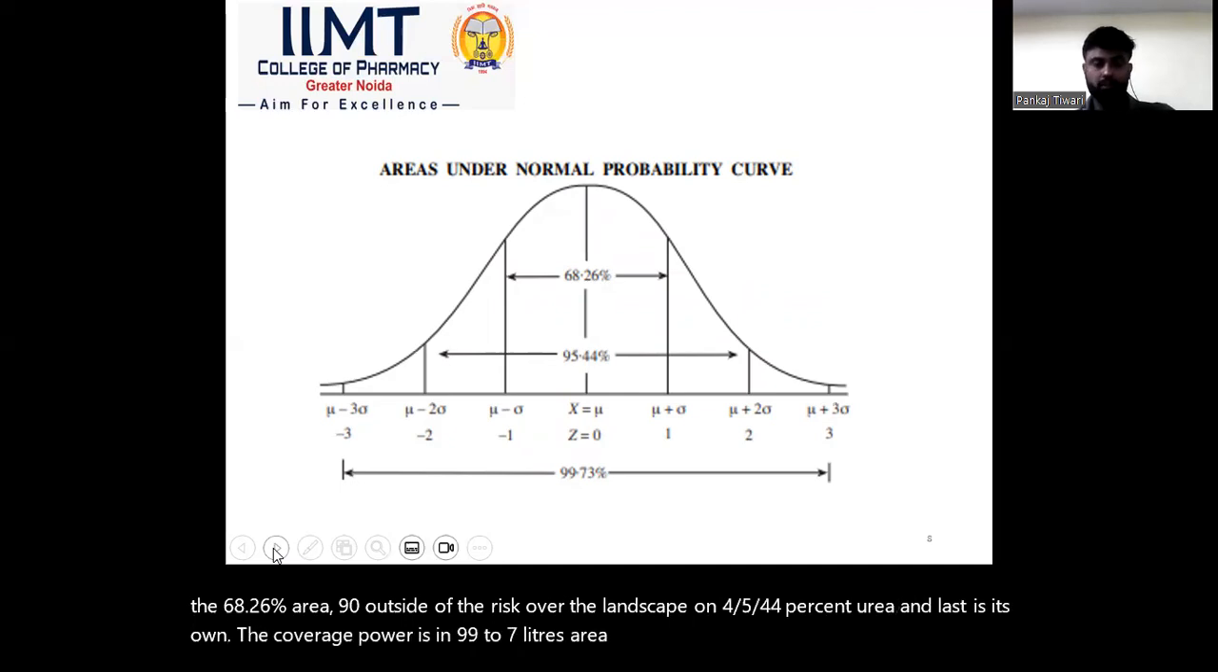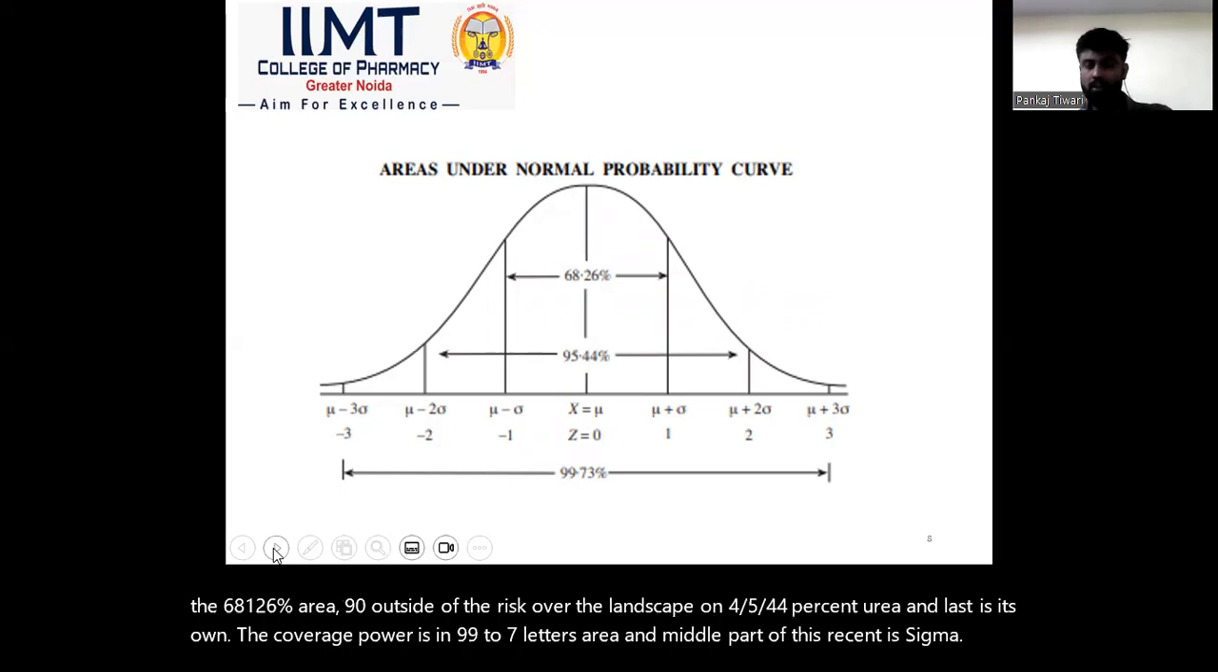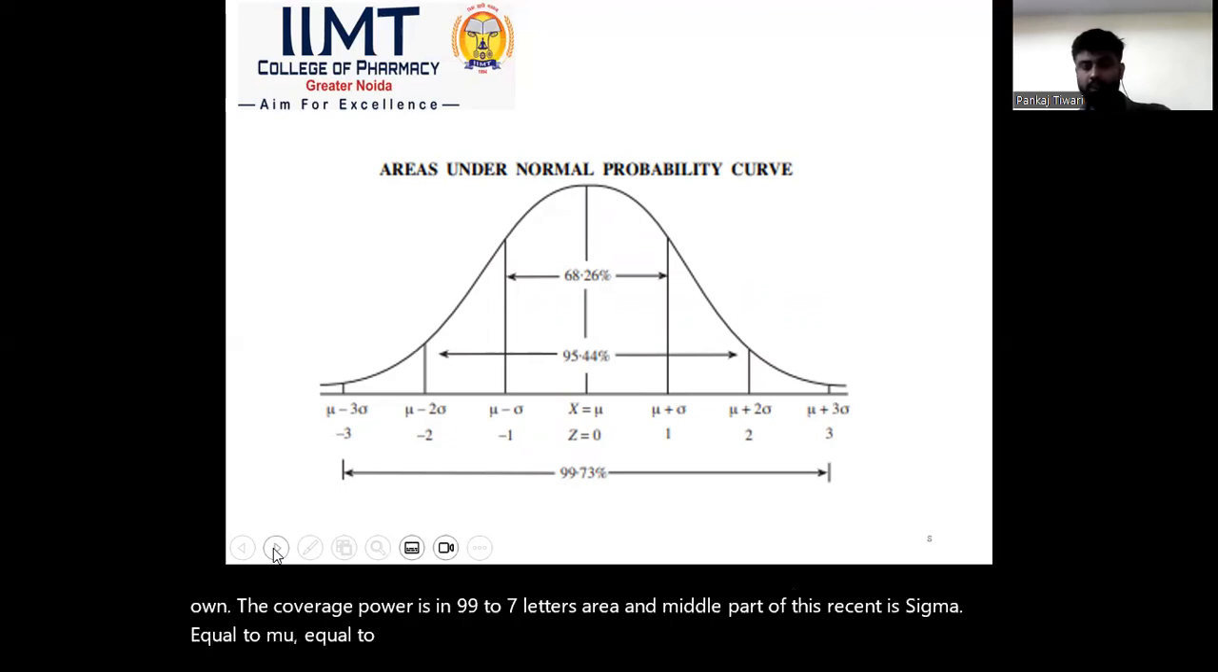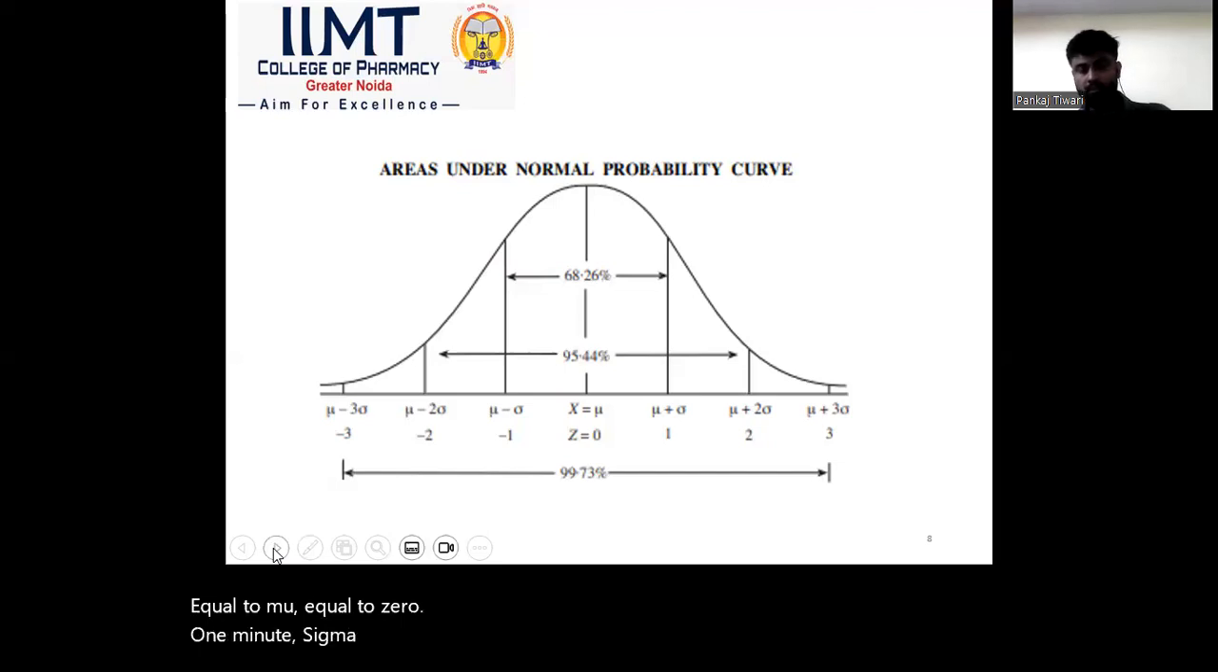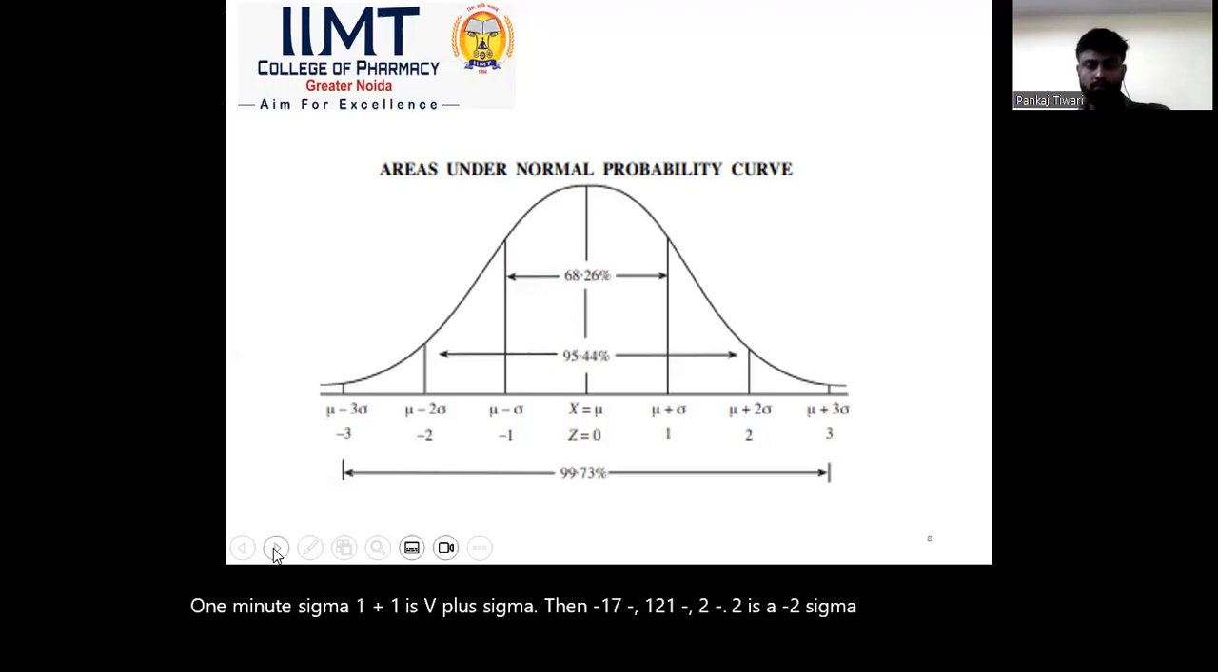The middle part of this region is sigma. At x equal to mu, z is equal to 0. From minus 1 to plus 1, minus 1 is mu minus sigma and plus 1 is mu plus sigma. Then from minus 2 to 2, minus 2 is mu minus 2 sigma and plus 2 is mu plus 2 sigma. From minus 3 to 3, minus 3 is mu minus 3 sigma and the positive part of 3 is mu plus 3 sigma.